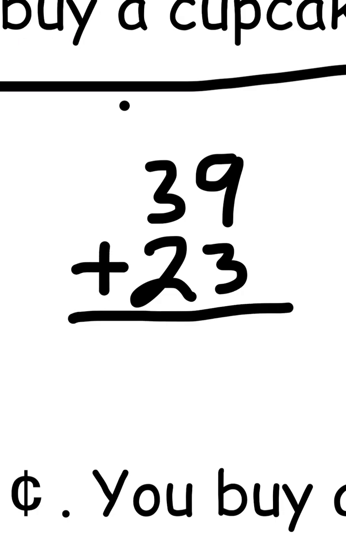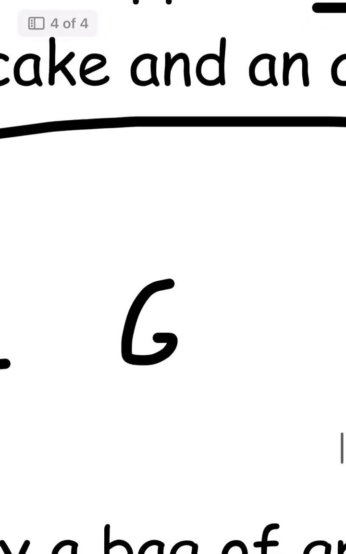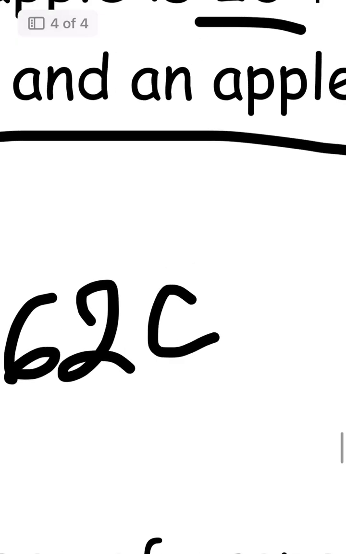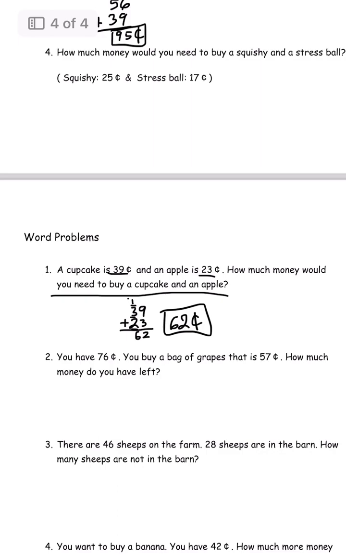So 9 plus 3 is 12. 1 plus 3 is 4. 4 plus 2 is 6. So 62 cents is the answer for number 1.